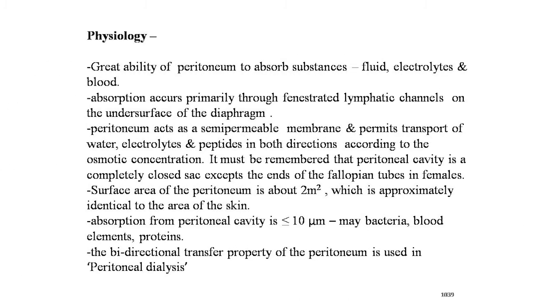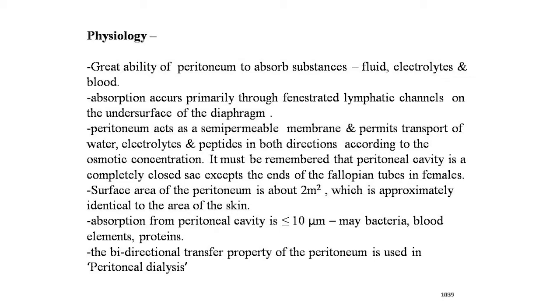Now the physiology of the peritoneum. The peritoneum has a great ability to absorb substances like fluid, electrolytes and blood. Absorption occurs primarily through lymphatic channels on the undersurface of the diaphragm. The peritoneum acts as a semi-permeable membrane and permits transport of water, electrolytes and peptides in both directions according to the osmotic concentration. It must be remembered that the peritoneal cavity is a completely closed sac except at the end of the fallopian tubes in females.